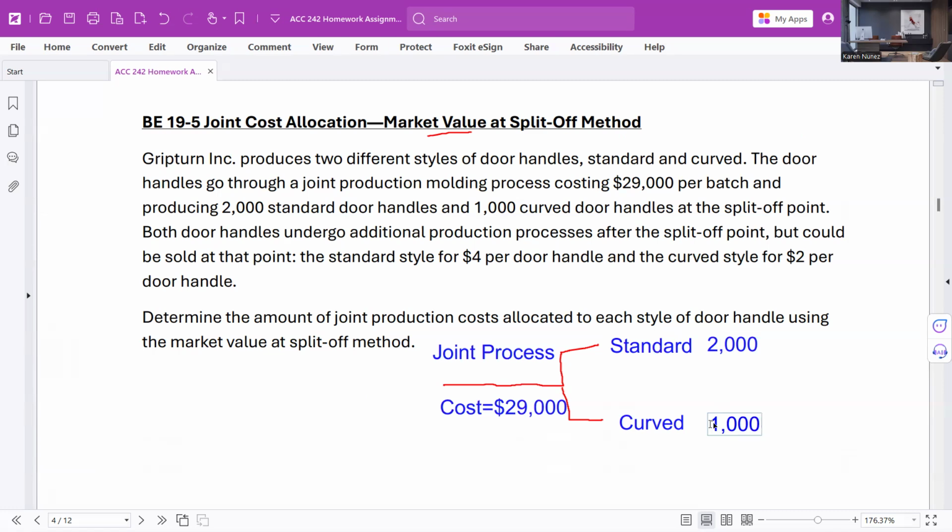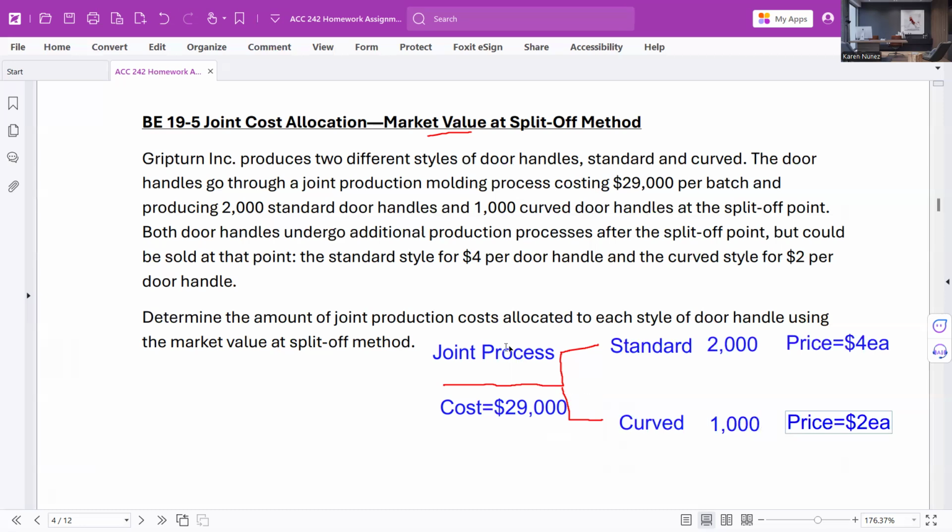And what we also know here is that we could sell these at the split off point for a price. We could sell these for $4 each. But the curved, well, the price of these would only be sold at $2 each. That's what we know. That's everything that we're given.